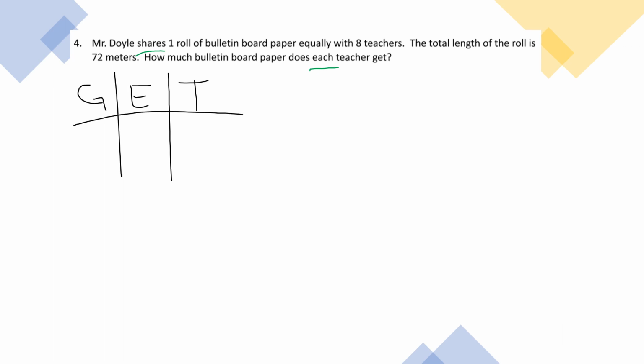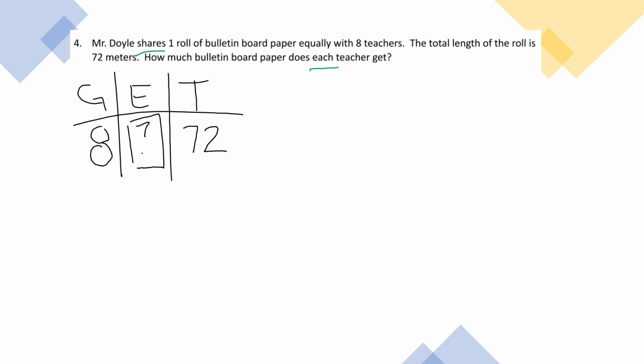Okay, let's reread it. Mr. Dahl shares 1 roll of bulletin paper equally with 8 teachers. 1 roll, 8 teachers. How much bulletin board does each teacher get? So I don't know my each. They asked for the each. My total is 72 meters because that 1 roll is 72 meters, and it's 8 teachers.